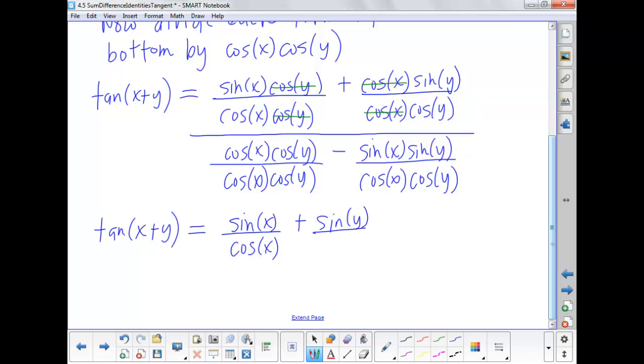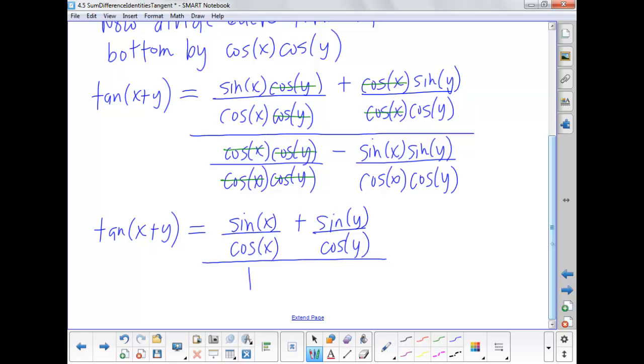sine of y over cos of y. So there's our new numerator. And then in the denominator, if we go back to the step above for a second, I would be able to divide the cos of x's into each other as well as the cos of y's. Since I divided something by itself, the end result is I am just left with 1.